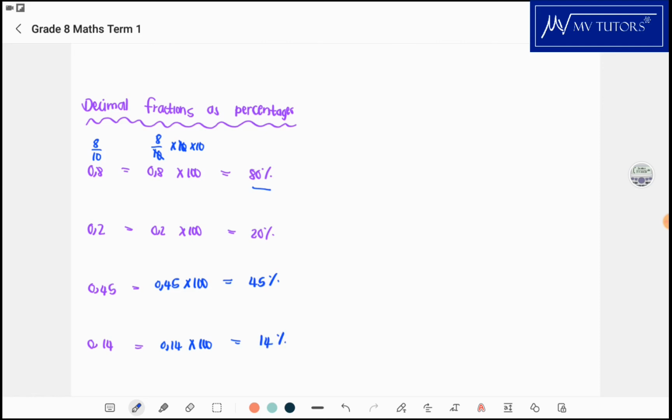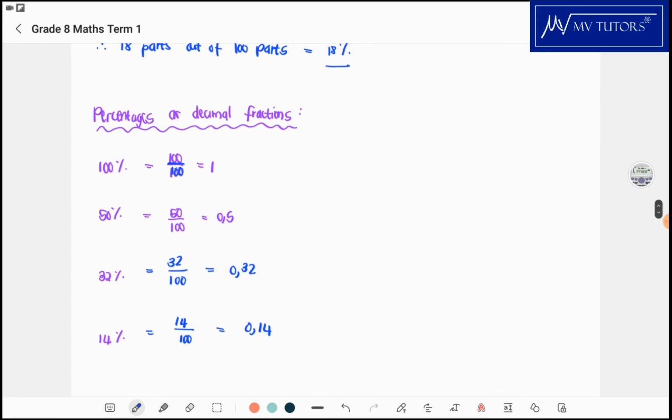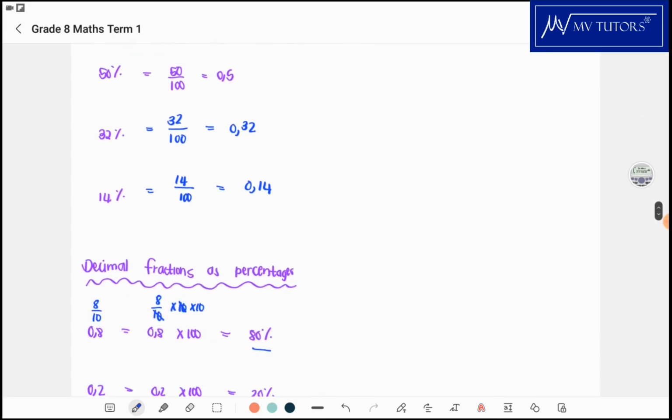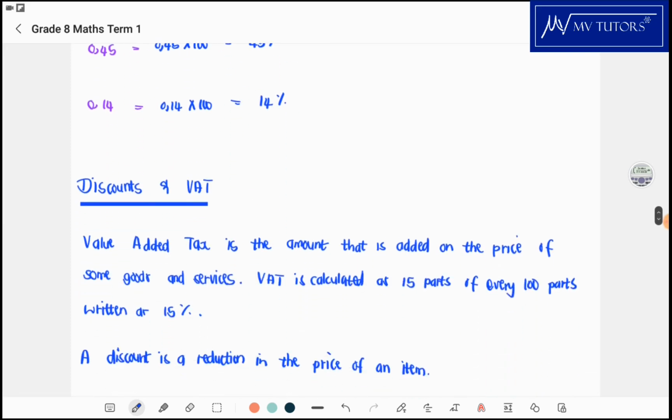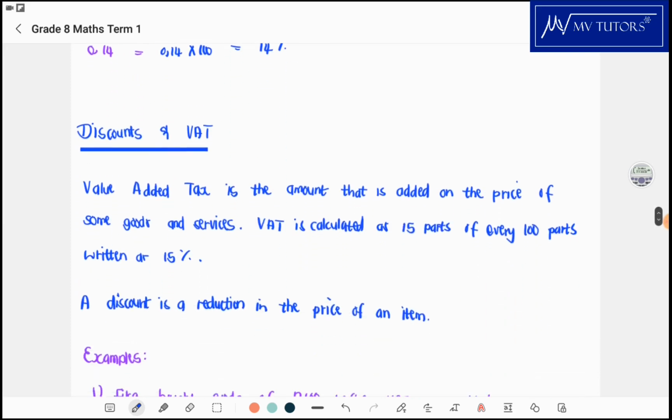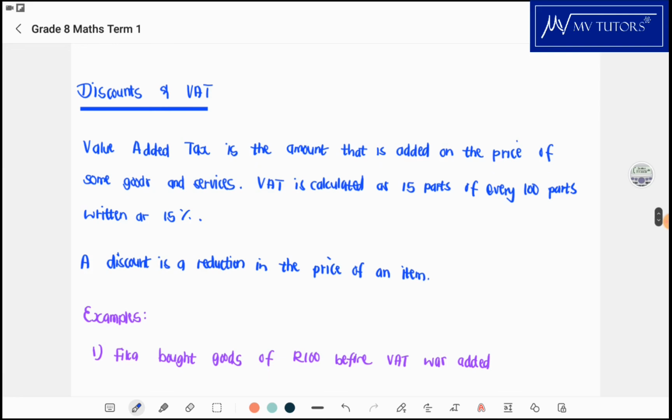Okay, so that's how you would convert a decimal to percentage. Previously, we looked at taking a percentage and converting it to a decimal. All right, now if we look at discounts and VAT, I did say something about it, like 14% is what used to be our VAT, but now it's 15%. And let us just hope that they keep it at that.